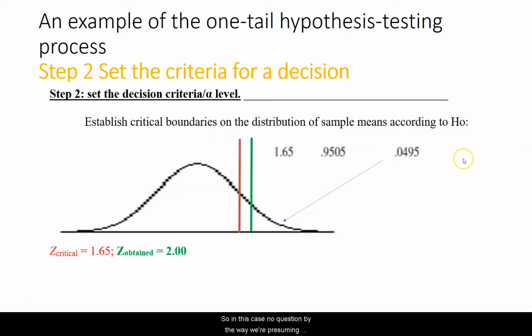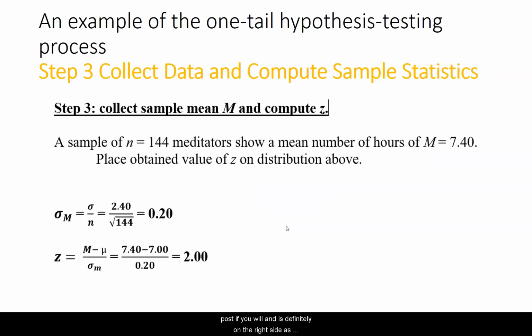So in this case, no question. And by the way, we're presuming that 5% lays out here past this goalpost, if you will, and it's definitely on the right side, as we said before. Let's do the math. I've got a huge sample size of 144 with a mean of 7.4. So I've taken my standard deviation and divided by the square root of 144, which is huge. 2.4 over 12, and I get 0.20.